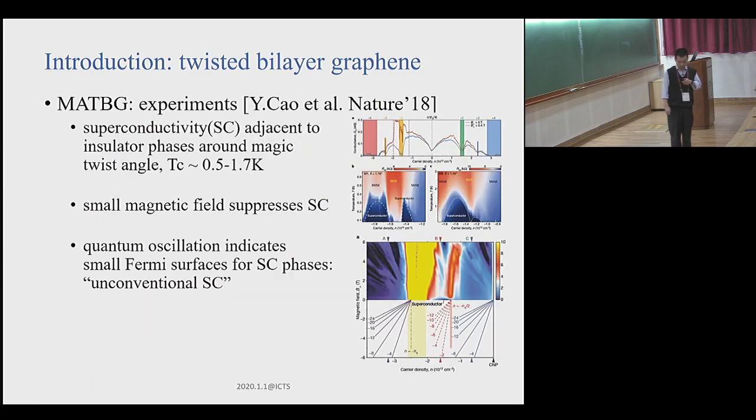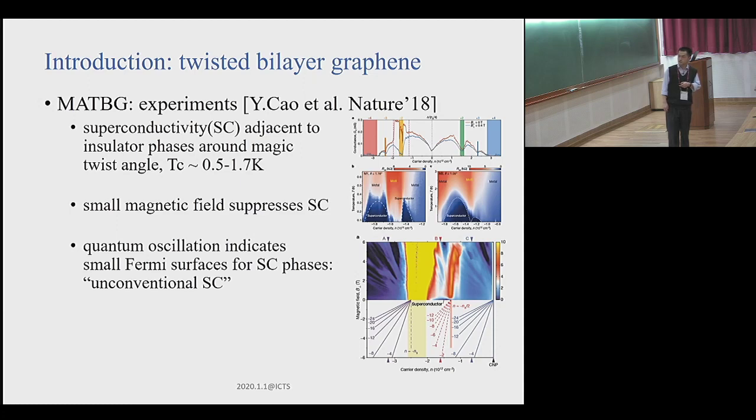Moreover, the same group published in the same year, in the same issue of Nature, the reported superconductivity in this twisted bilayer graphene. Adjacent to the half-filled insulating phases, you have a dome of superconductivity, with Tc about 1 Kelvin, not very high, but not too bad. A small magnetic field around 1 Tesla can suppress superconductivity, both in-plane and out-of-plane. Moreover, they also observed quantum oscillations.